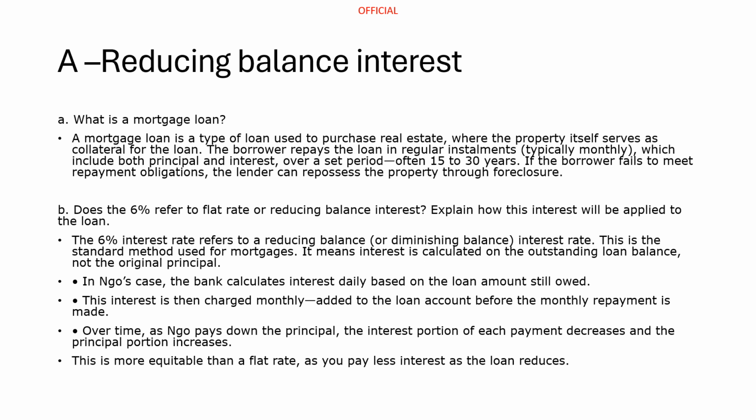Question B is, does the 6% refer to flat rate or reducing balance interest? Explain how this interest will be applied to the loan. So the 6% interest rate mentioned in Vincent N.'s case refers to a standard annual interest rate. But since the bank states that interest will be calculated daily and charged monthly, this indicates a reducing balance interest method, not a flat rate.